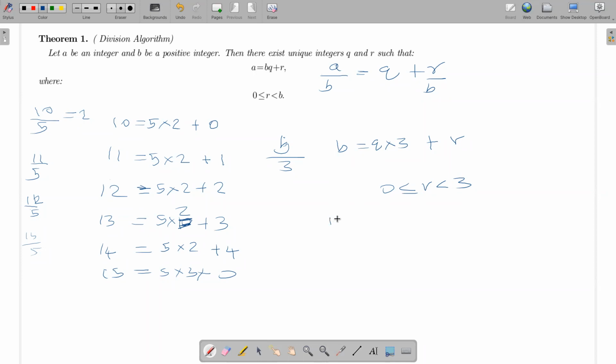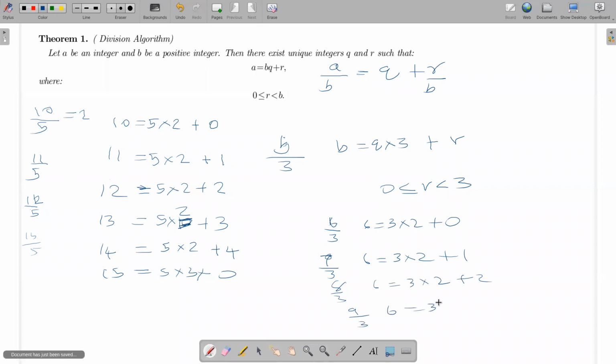So for example, if I do 6 by 3, I get 2 threes, plus 0. And then 7 by 3, I get 7 equals 3 times 2 plus 1. 8 by 3, 8 equals 3 times 2 plus 2. Now when I go to 9, this rolls back: 3 times 3, remainder rolls back to 0.